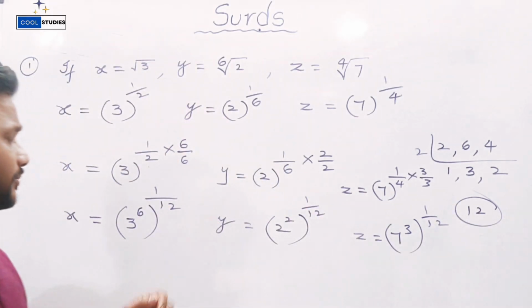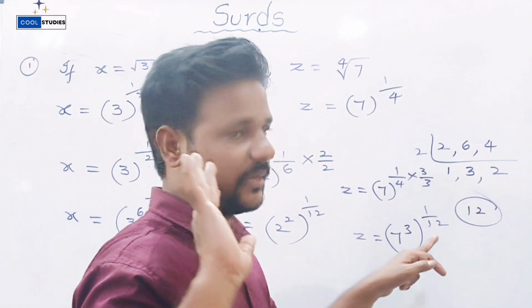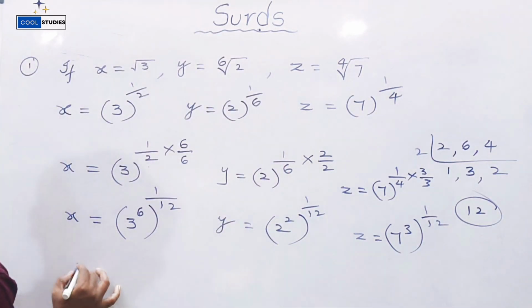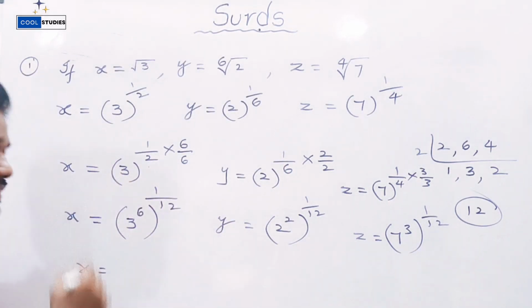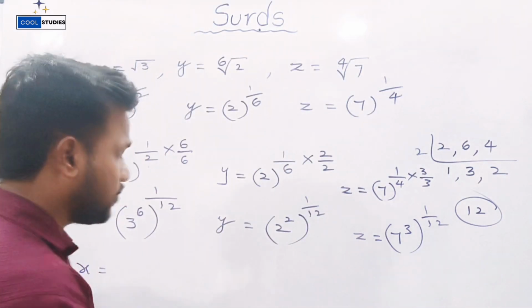Now if you observe, all are having order 12. All the numbers have the same order. Now tell me, x is equal to 3 power 6. What answer do we get? 3 power 6 is 729.